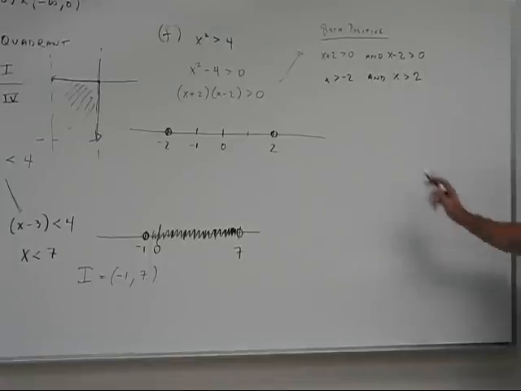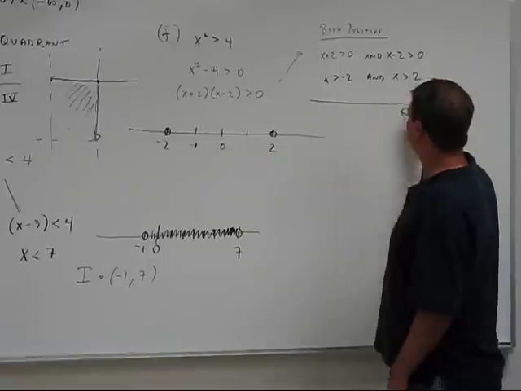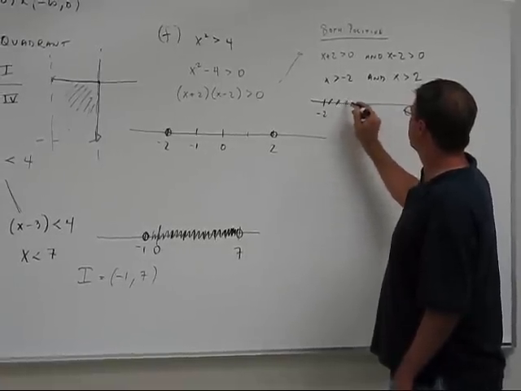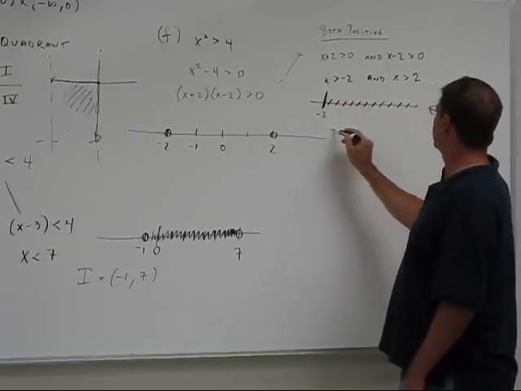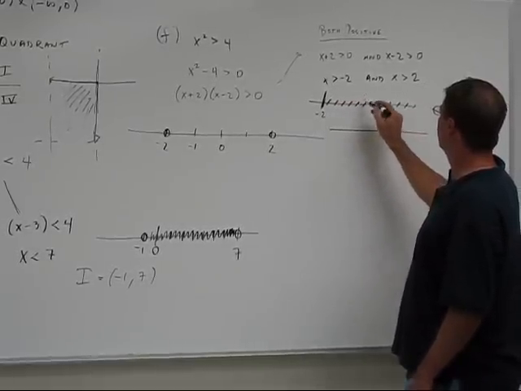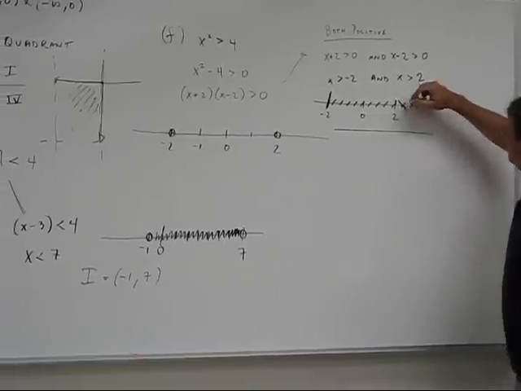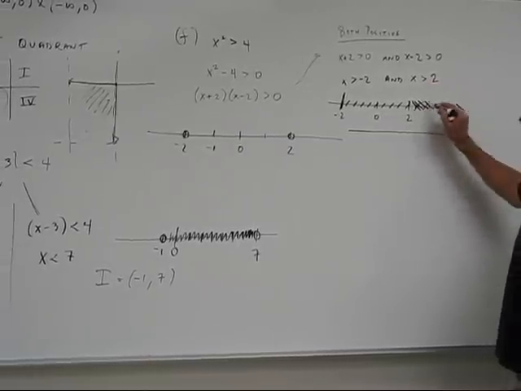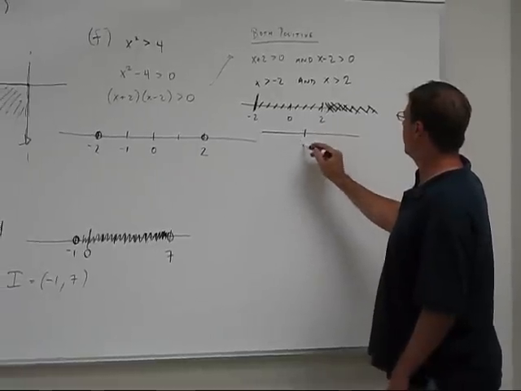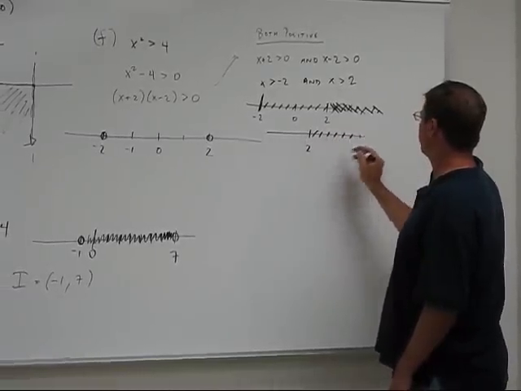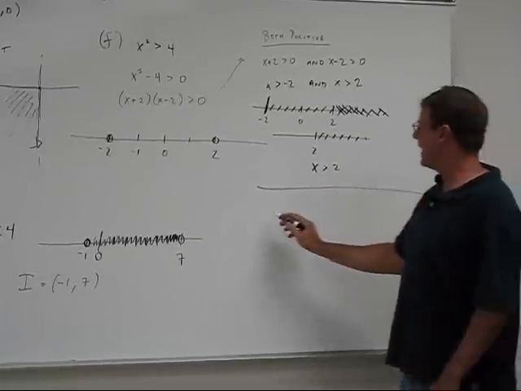Okay? So how can we get both of these to happen at the same time? X is greater than negative 2, that's all of this stuff. And x greater than 2, here's 0, and here's 2, is all this stuff. So where they overlap, it's just here. So for this we get x greater than 2.